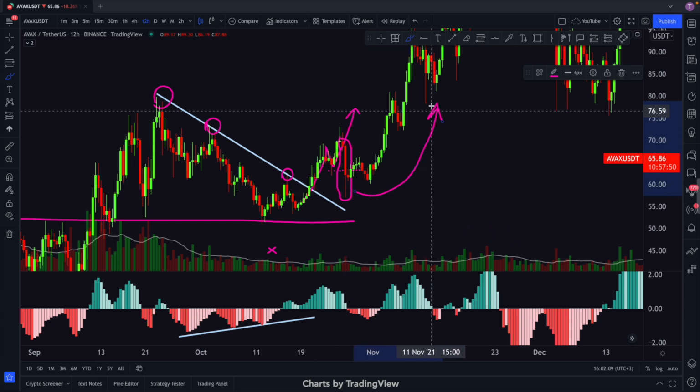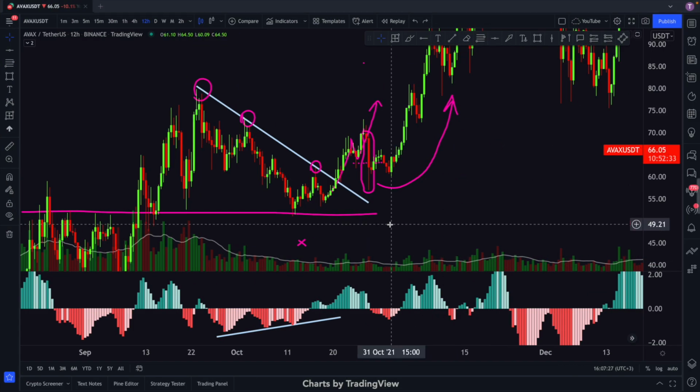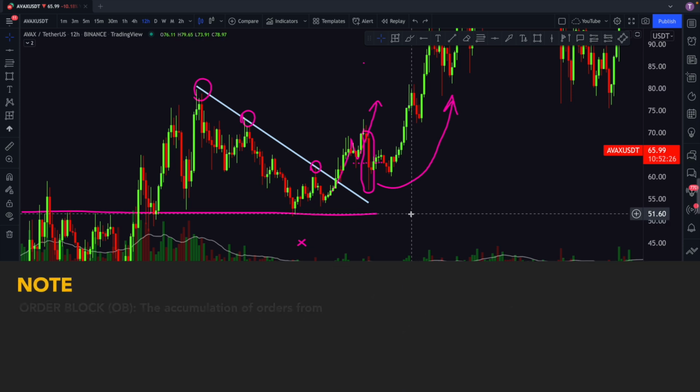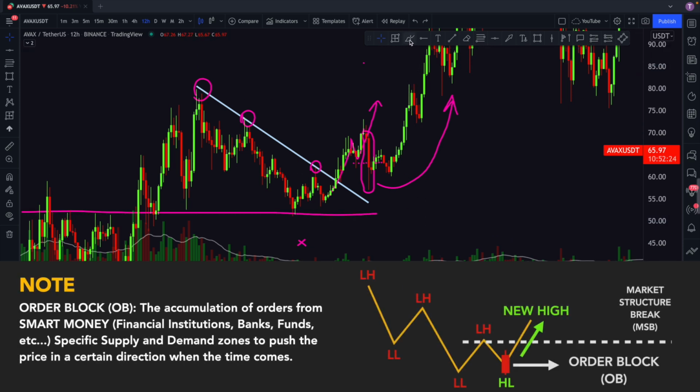Will it happen all the time? No, not every time. There is nothing certain in financial markets. I just teach you this method in case it happens. Okay, price action traders use so many different concepts to anticipate the moves of this smart money. One of them is called order block.